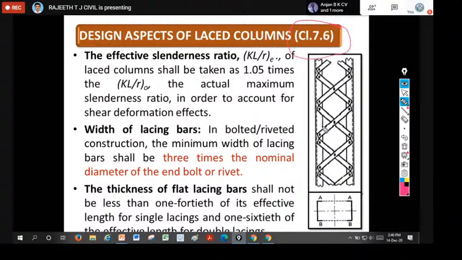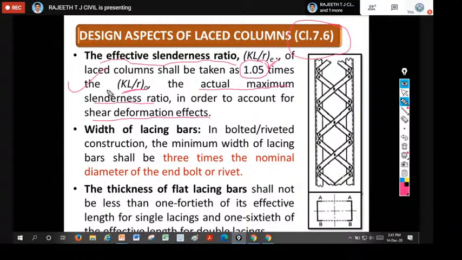You should remember this. Here, for a laced column, you should take the effective slenderness ratio as 1.05 times the actual slenderness ratio KL by r. That is, 5% extra. Whatever actual slenderness ratio we have calculated for a regular column, if you want to design it as a laced column, then you should add 5% extra to account for shear deformation effects. So this is what affects the slenderness ratio of laced columns, that is, built-up columns.